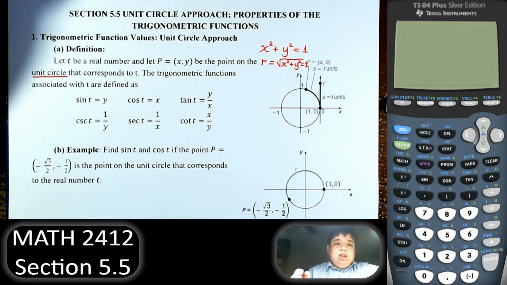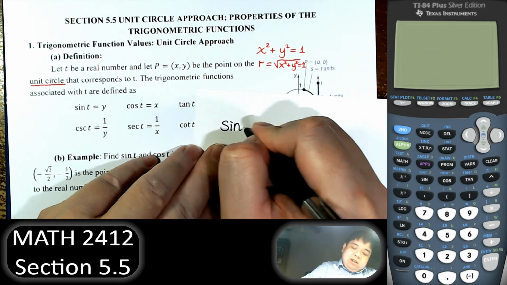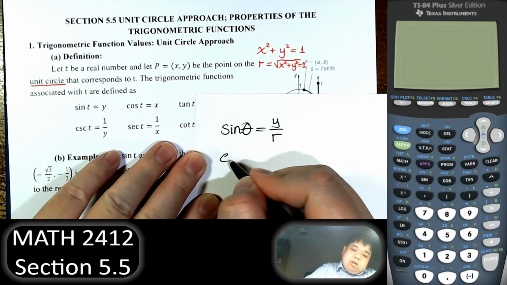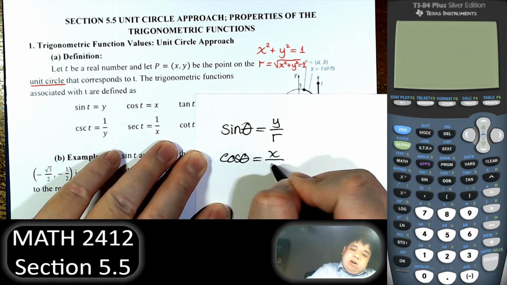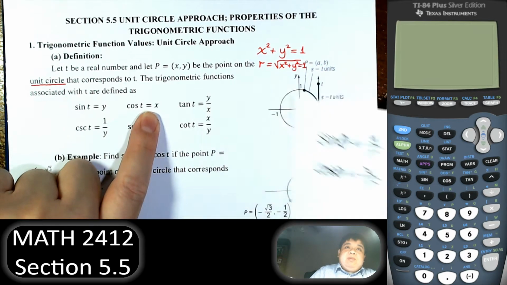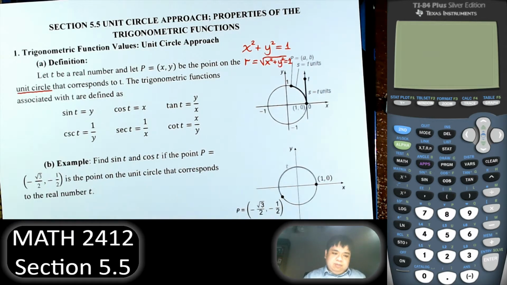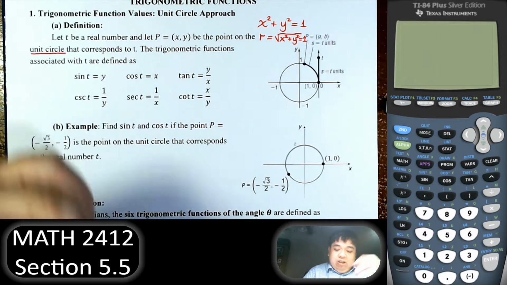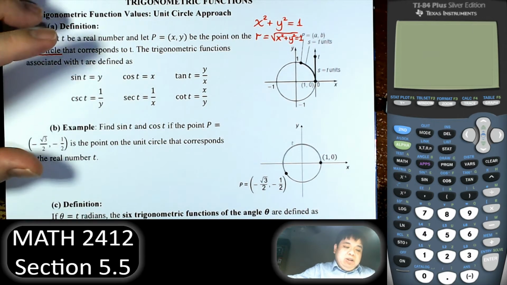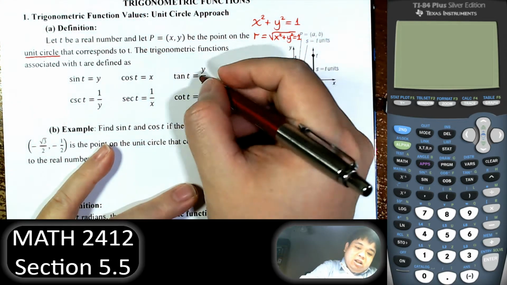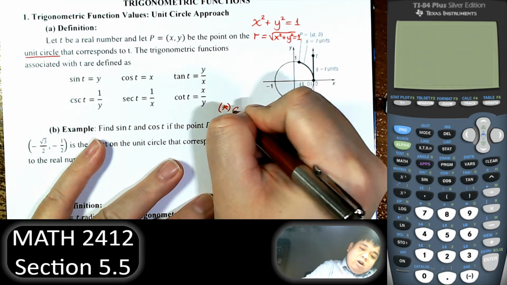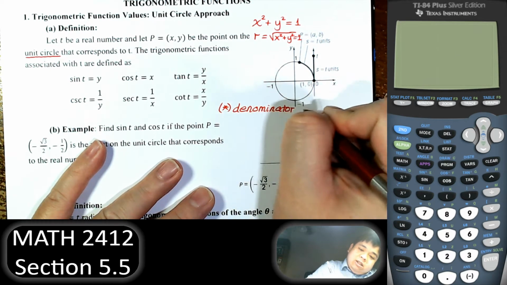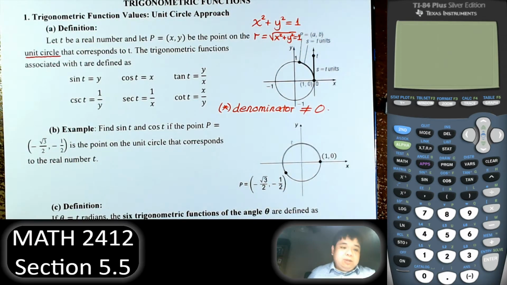Because earlier in the definition we said sine is y over r. Now if r is equal to 1, we just have y. Cosine is x over r. Now if r is equal to 1, then we just have x. So that's what we have here, the definition. Now, of course, y over x for tangent is still the same. Notice that every time we have the definition as a fraction, make sure that the denominator is not equal to 0. Denominator not equal to 0 for all of that.